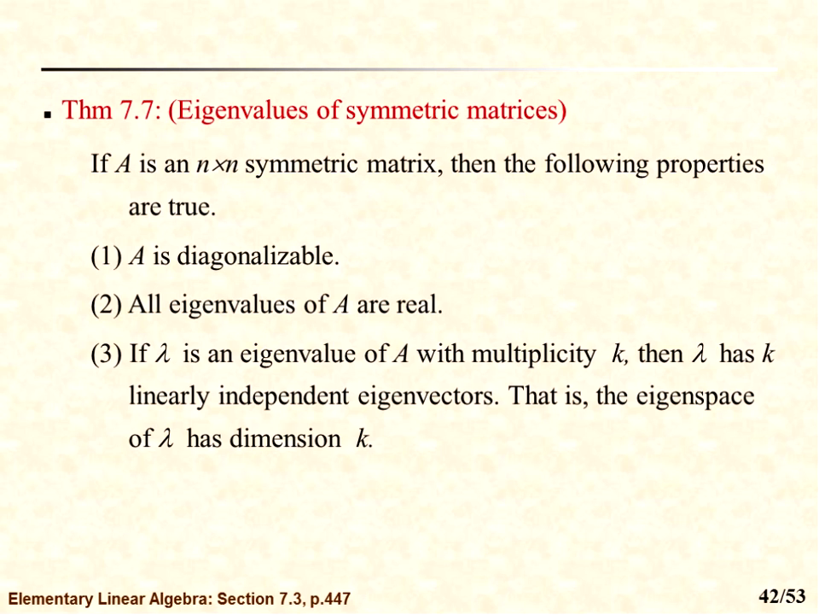Now move further. Eigenvalues of a matrix. If A is an n cross n symmetric matrix, then the following properties are true. A is diagonalizable. We can diagonalize a symmetric matrix.